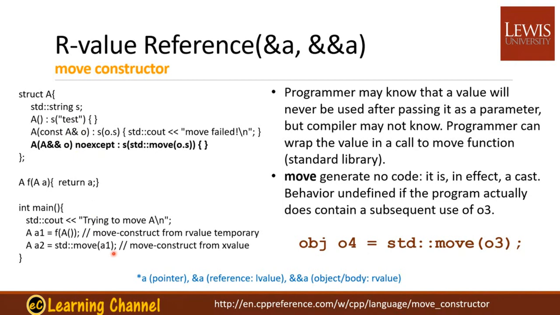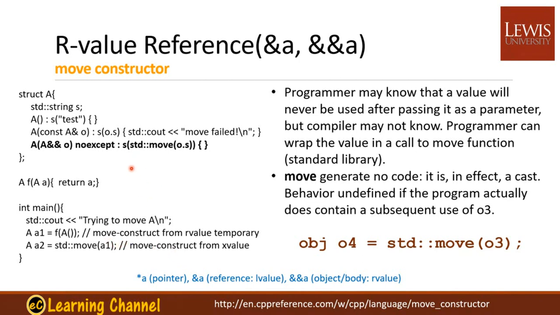So we will be calling this one. The programmer may know that the value will never be used after passing it as a parameter, but the compiler may not know. The programmer can wrap the value in a call to the move function. Move generates a cast in effect. Behavior is undefined if the program contains a subsequent use of O3. So right here we move that.